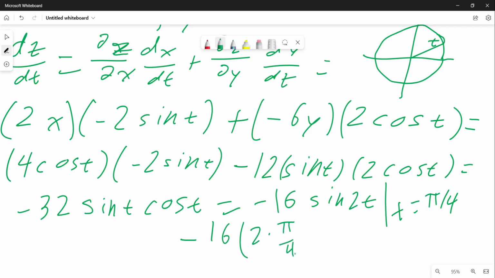This was a second question. It was like a part B of the question: find what it is at pi over 4. So in case you're wondering where I got that from, I just picked a number to plug in.